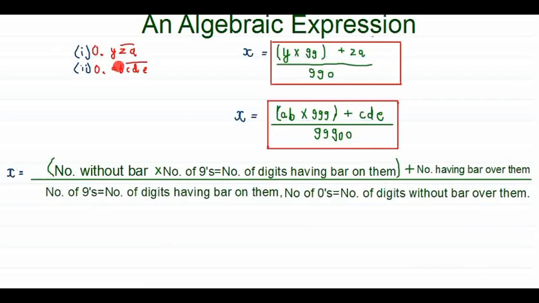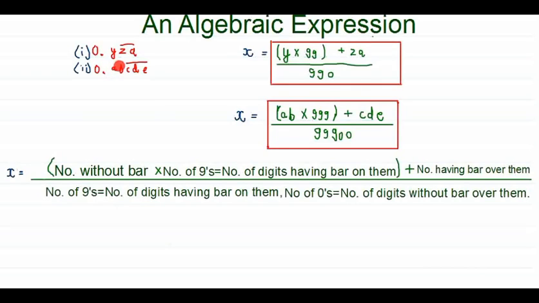So you can see here it is the number of digits having bar over it. So two digits are having bar over it, z and a. So I have taken two digits of 9. So 99 plus number having bar over them. So za is the number which is having bar over them. So za will be added here. Whole divided by number of 9s is equal to number of digits having bar over them.